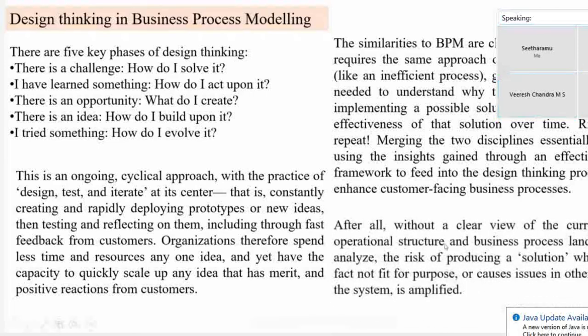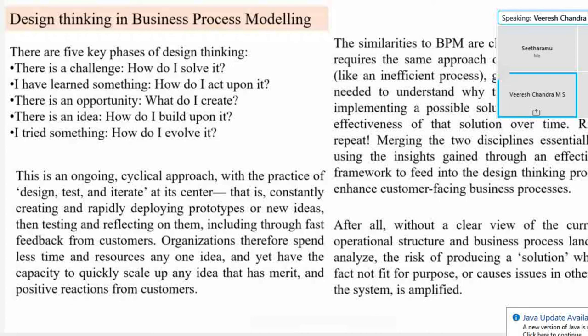So that's what, see, after all, without a clear view of the current state, operational structure and business process landscape to analyze, there is the risk of producing a solution which is in fact not fit for purpose. When we do not know exactly what the current state of the operational structure or business process is, when we consider a complete business or an industry, how exactly the processes are happening, if we do not know exactly what is happening in that process, we cannot say this is the exact solution for it.